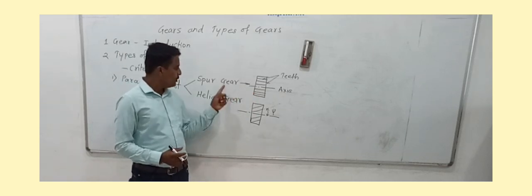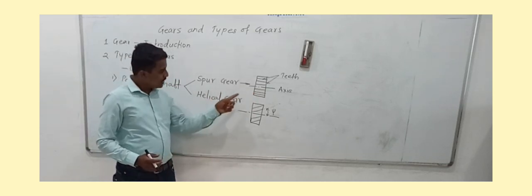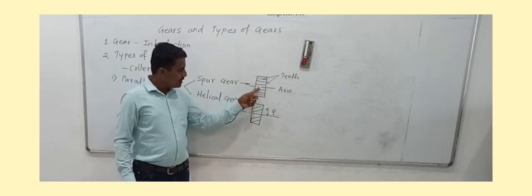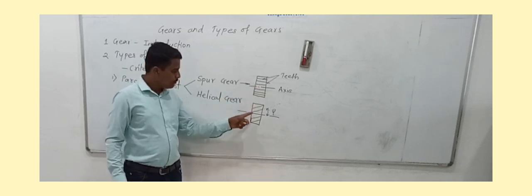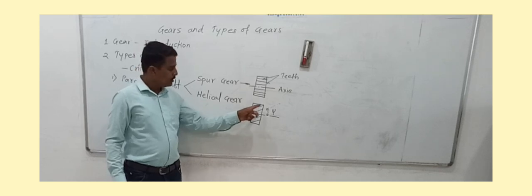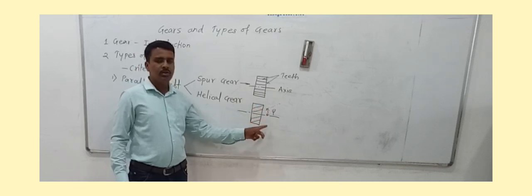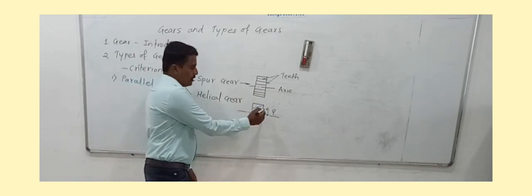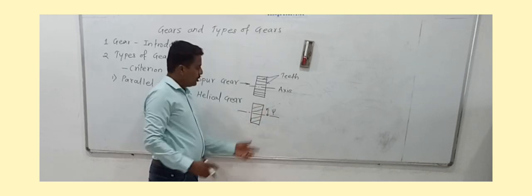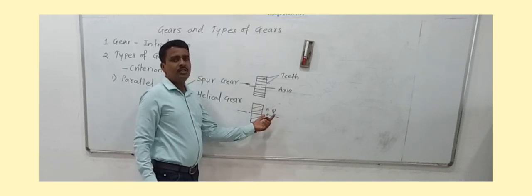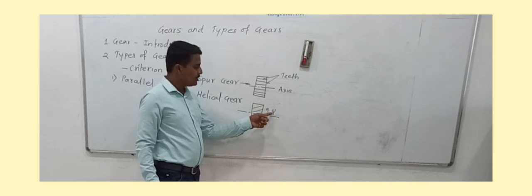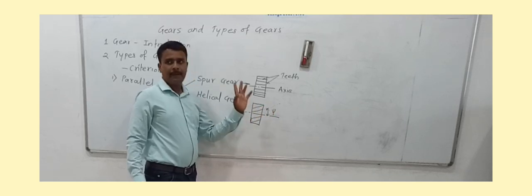So what is the difference between spur gear and helical gear? In spur gear the teeth are exactly parallel to the axis of shaft, and in case of helical gear the teeth are inclined to the axis of shaft, and the angle by which the teeth are inclined is known as the helix angle, and generally it is denoted by the symbol psi.